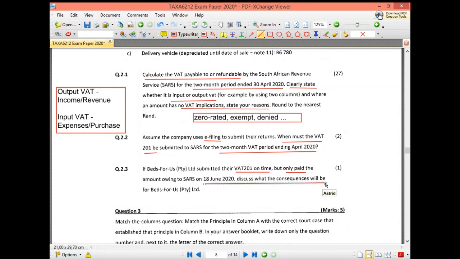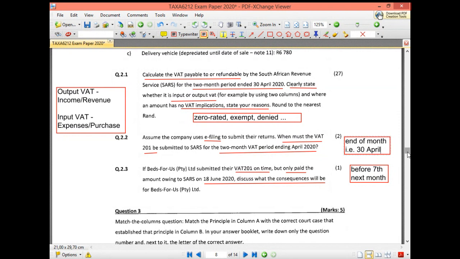Now, as soon as they talk about consequences, you should know that they have not met the normal requirements. So the normal requirements for your payments is before the 7th of the next month, and this would have to be at the end of the month. So that is 30th of April is when you normally have to submit it. If it's online, if it's manually, by the 25th.